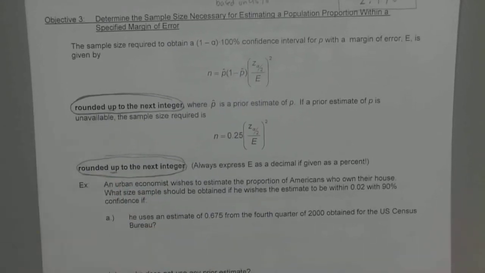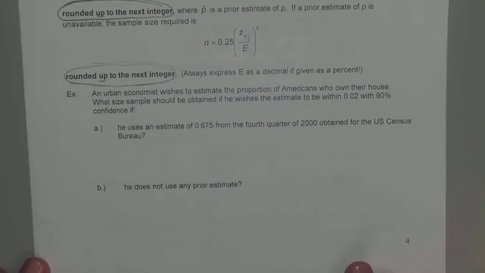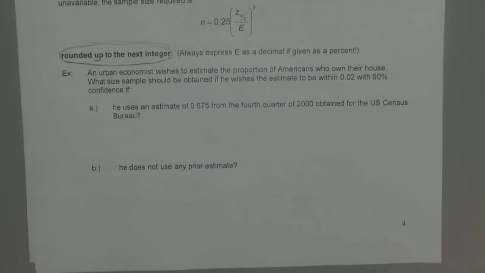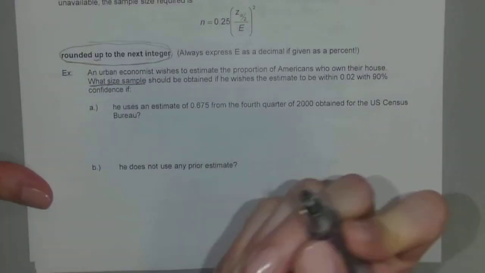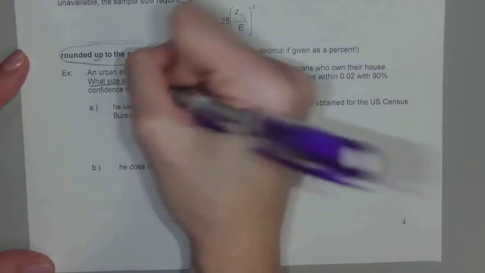All right, this example is exactly what you'll see on your test and exactly what you'll see on your homework, where they'll give you one scenario. They'll ask you, what if we have a prior estimate? What if we don't? All right? So it says, an urban economist wishes to estimate the proportion of Americans who own their own house. What size sample? Right there, what size sample? Notice they're not asking us to find a confidence interval. They're asking us to find the sample size, or N.